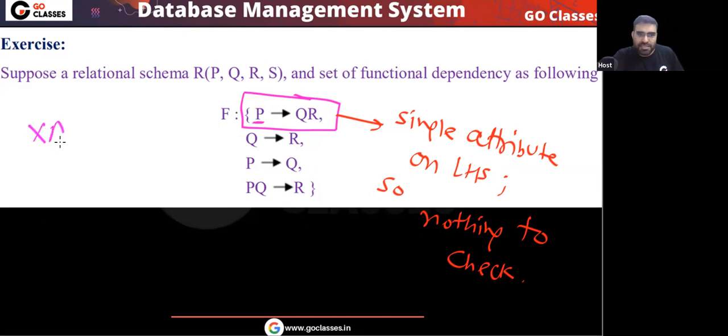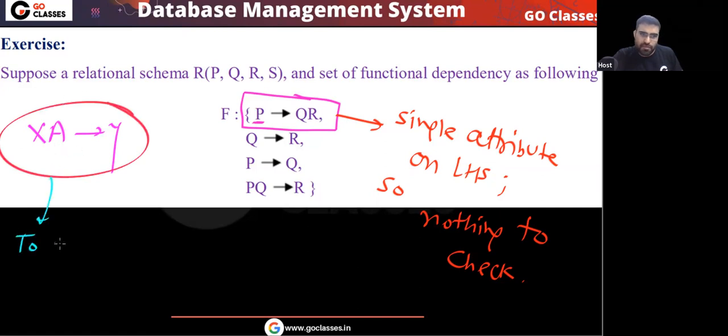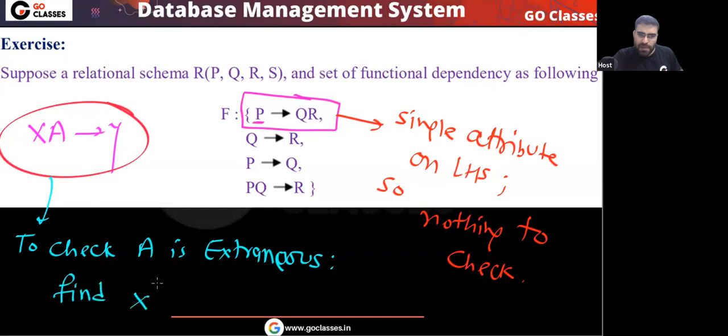When you have XA determining Y, what plus are you finding to check whether A is extraneous? What closure are you finding? Tell me. You are finding X closure. Agree? So you can easily see that if you have only one attribute, X is phi, X is empty. There is no X. So with a single attribute, there is nothing to check.